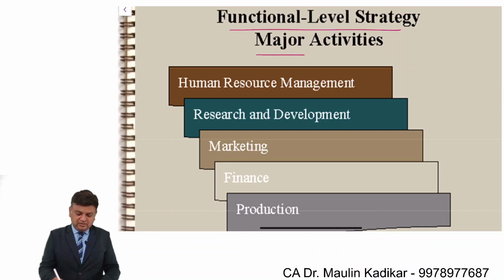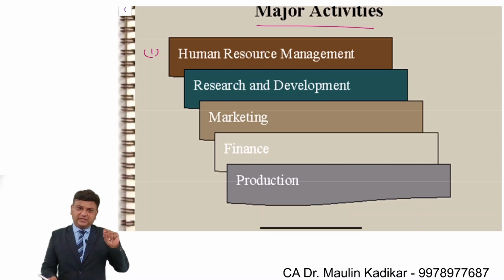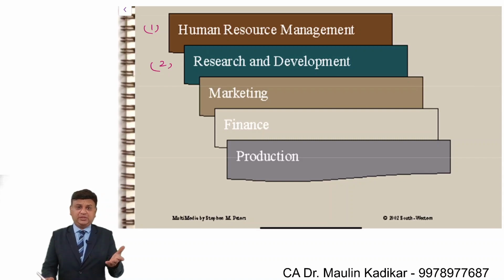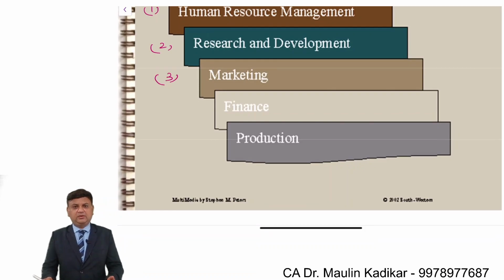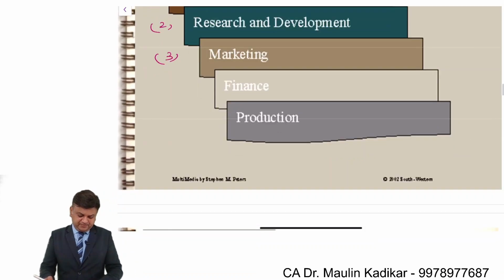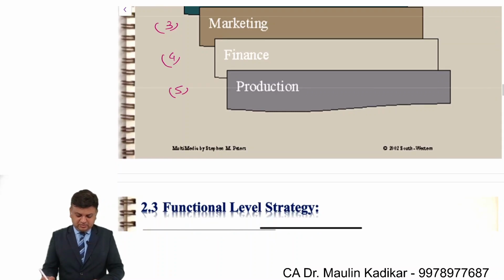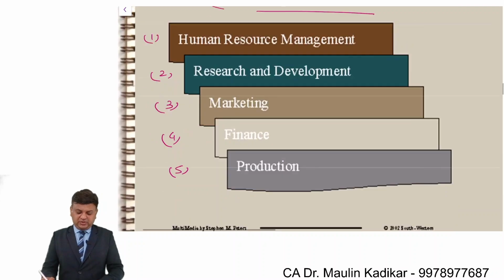In functional level strategy, the major activities are human resource management, that is appointment of the proper person for the required post, research and development, that is innovation, third marketing, when we have to be competitive in the market, finance is also included, and production. Again, we always understand that these head points are very important.